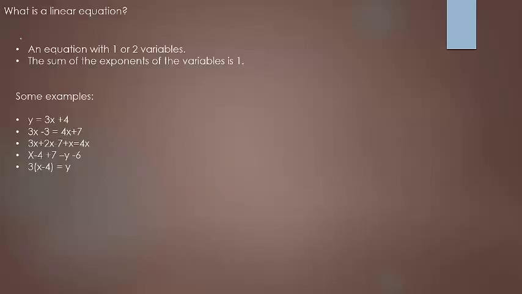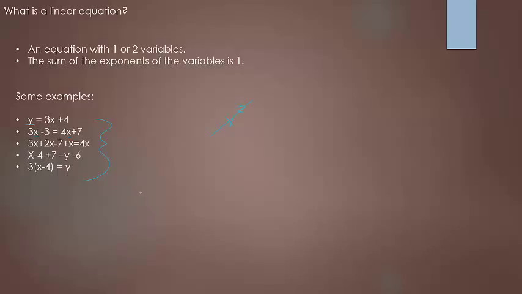So first of all, let's review what a linear equation is. A linear equation is an equation with one or two variables, and the sum of the exponents of the variables is 1. So if we look down here, here are some examples. You can see here that the highest exponent on any of the variables is just 1. We don't have anything raised to a second power.